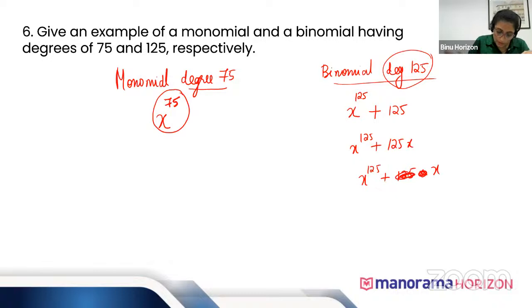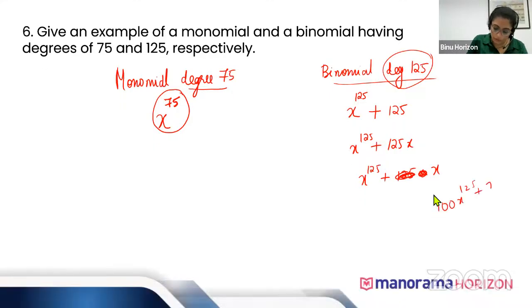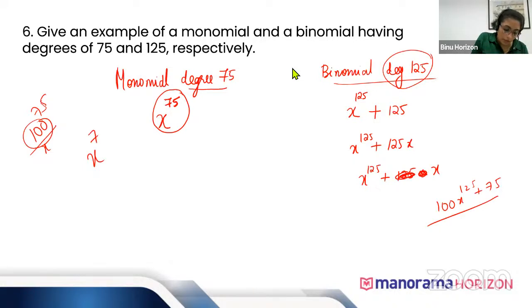100 raised to 75, no, it's not like that. 100x raised to 125 plus 25, this is how you've written, right? Yeah, this is a binomial. Correct. You can write any coefficient before. And 100 raised to 75 is wrong. 100 raised to 75 means just a number. The degree means you need some variable. Just take one variable, write 75 above. This is how the monomial is obtained. Understood?